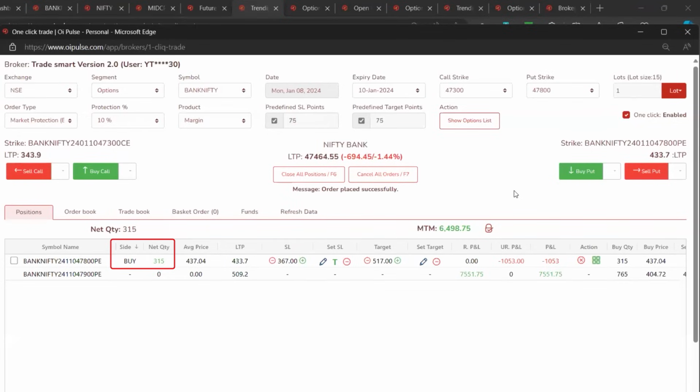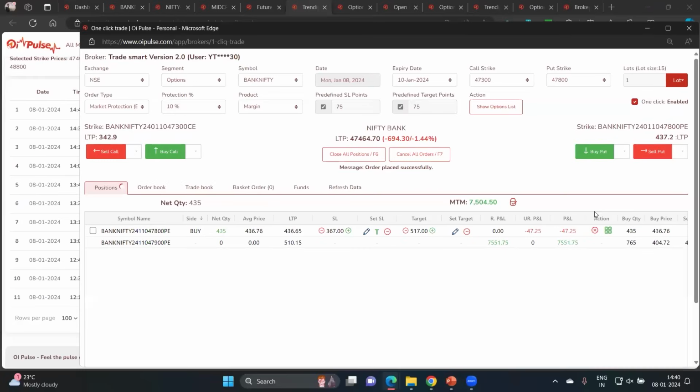Yes, these are all live trades, and please do not try to mimic or copy my trades. My risk appetite is totally different from yours. Please do not try to do that.